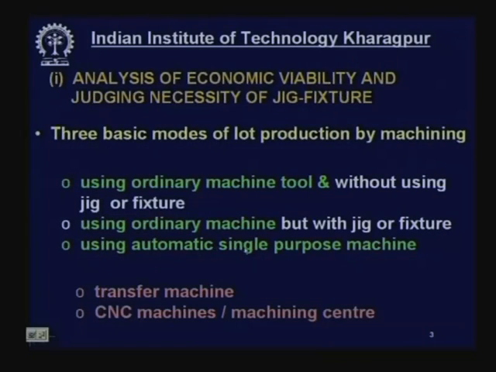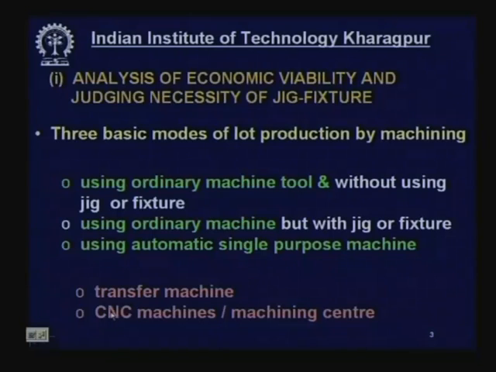Third, using automatic single purpose machine. Now, beyond these three modes, there are two modes also. One possible is transfer machine. A transfer machine is not a standalone machine tool; it is a group of machine tools arranged in a row comprising say 50 to 100 machine tools. So, this is highly automatic, and we are not considering this at this moment. Work can also be done in CNC machines or even machining centers.